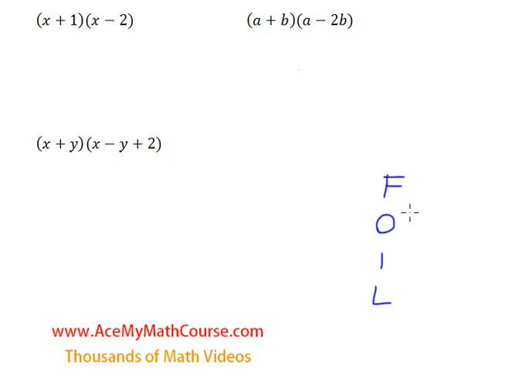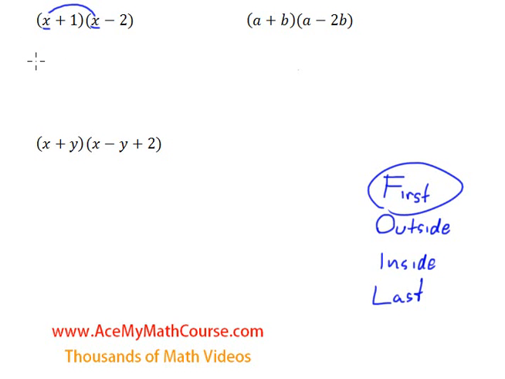What does that mean? First, outside, inside, and last. What does that mean? Well, we're going to multiply the first elements to get started. X times x, x squared.